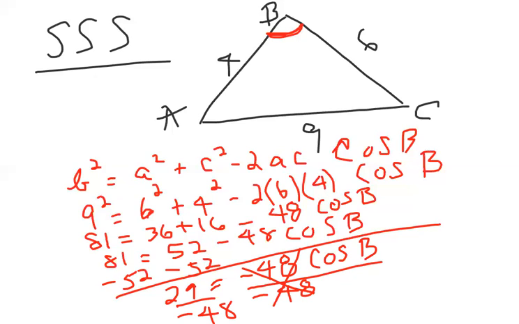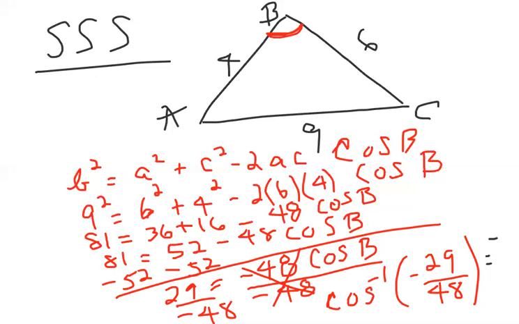Now, you're looking for the inverse of this, guys, because you're looking for angle B. So to calculate the value of angle B, you're going to have to do the inverse of cosine of negative 29 over 48. So you grab your calculator, throw this into a calculator, guys, and this one comes out to approximately 53 degrees, okay? So that's the measure of angle B, 53 degrees.